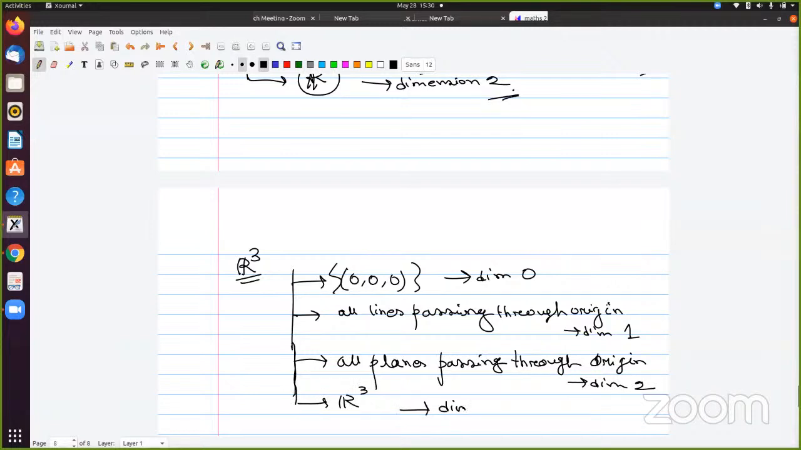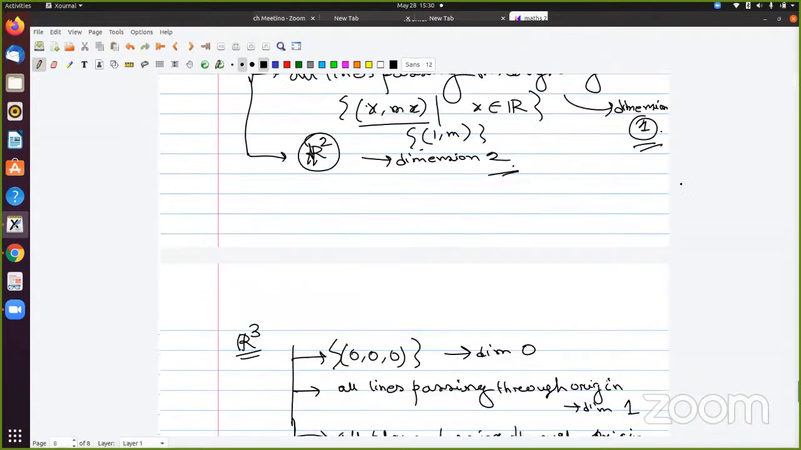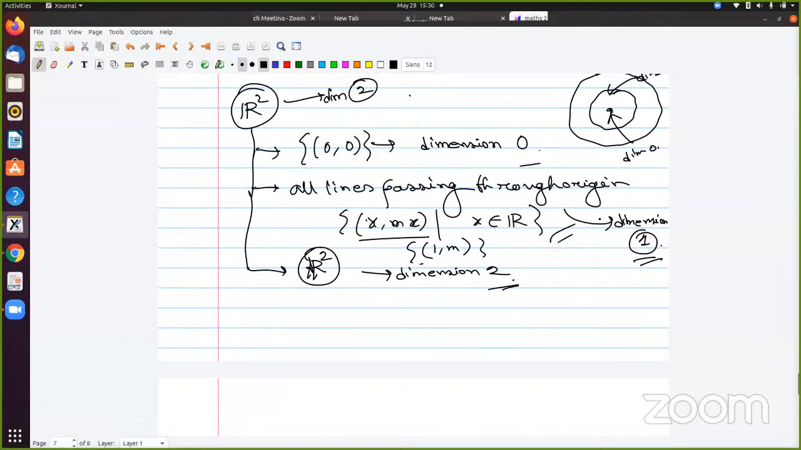Yes. Sir, all lines passing through origin have dimension 1, that I didn't understand. How? The line passing through origin, what is the dimension? 1, right? Here also the same thing, no? Sir, but if we take the 0 vector, then the dimension is 0 by default. But passing through origin, how can it be 1? All lines passing through origin?